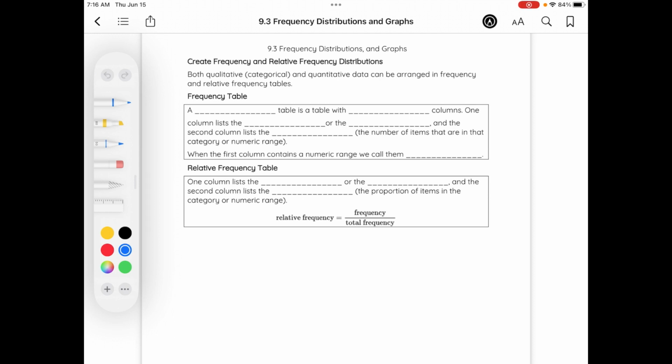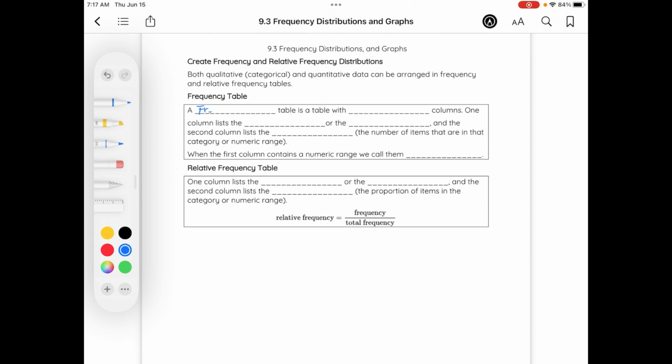Vocabulary out of the way, we want to talk about how we can visualize the graphs themselves once we have data. So in this particular lesson, we're going to talk about frequency distributions and the different types of graphs that could pair with those frequency distributions. So let's first talk about frequency tables and relative frequency tables. Both qualitative categorical data and quantitative data can be arranged in frequency and relative frequency tables.